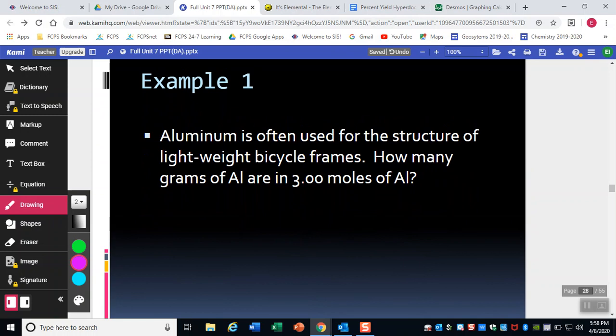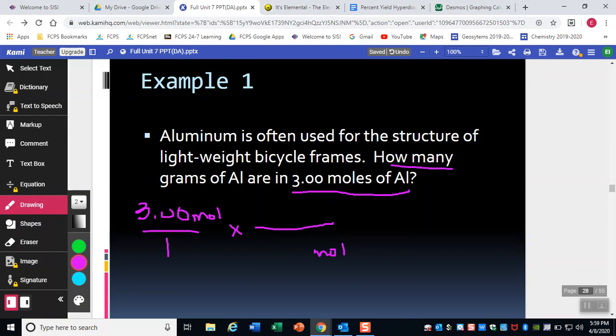All right, so aluminum is often used for the structure of lightweight bicycle frames. How many grams of aluminum are in 3 moles of aluminum? So I've got 3 moles of aluminum. You start with what you're given, and you use the units because that tells you how to solve it. If I've got moles on top, I know the moles go on the bottom. And I'm trying to find out how many grams, so the grams goes on top. All right, so 1 mole of aluminum is how many grams?